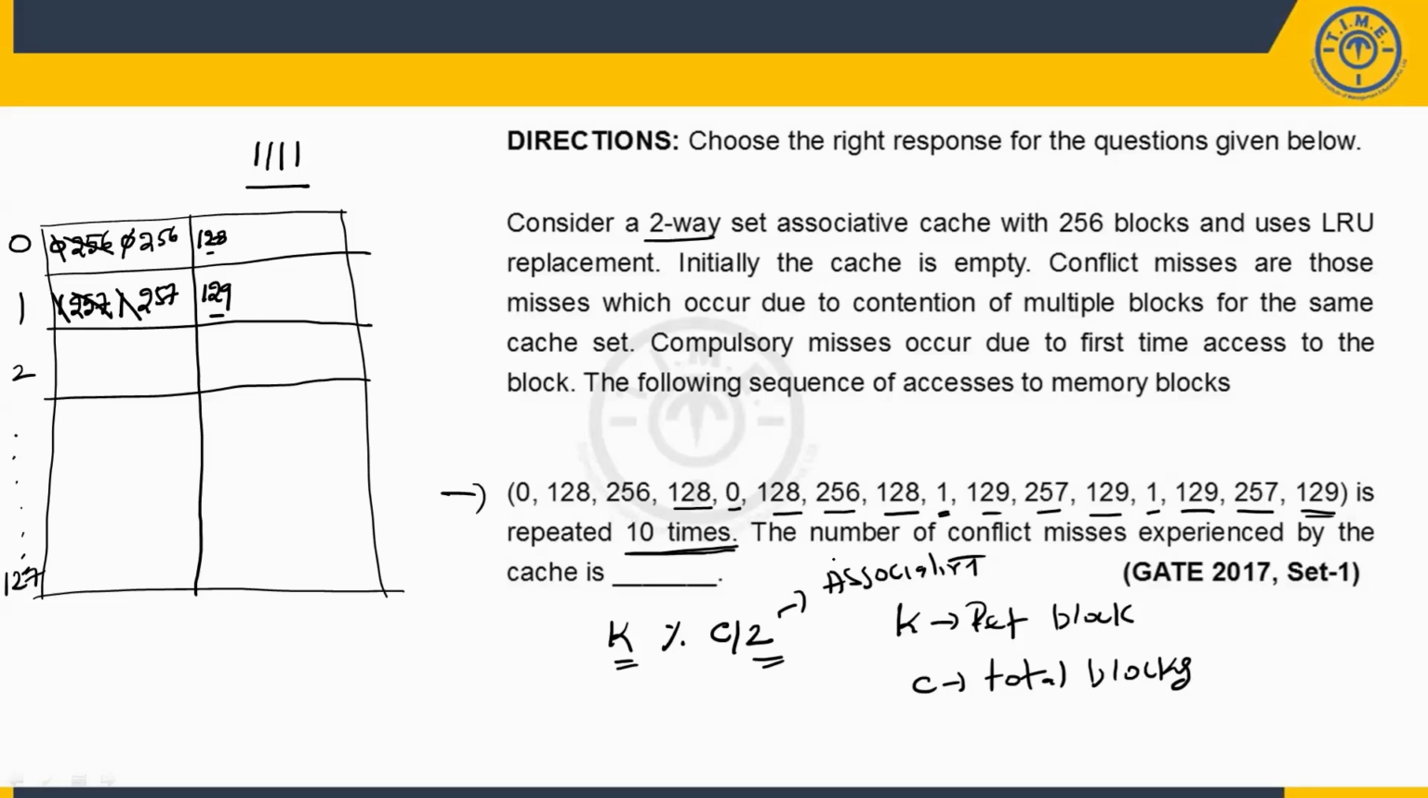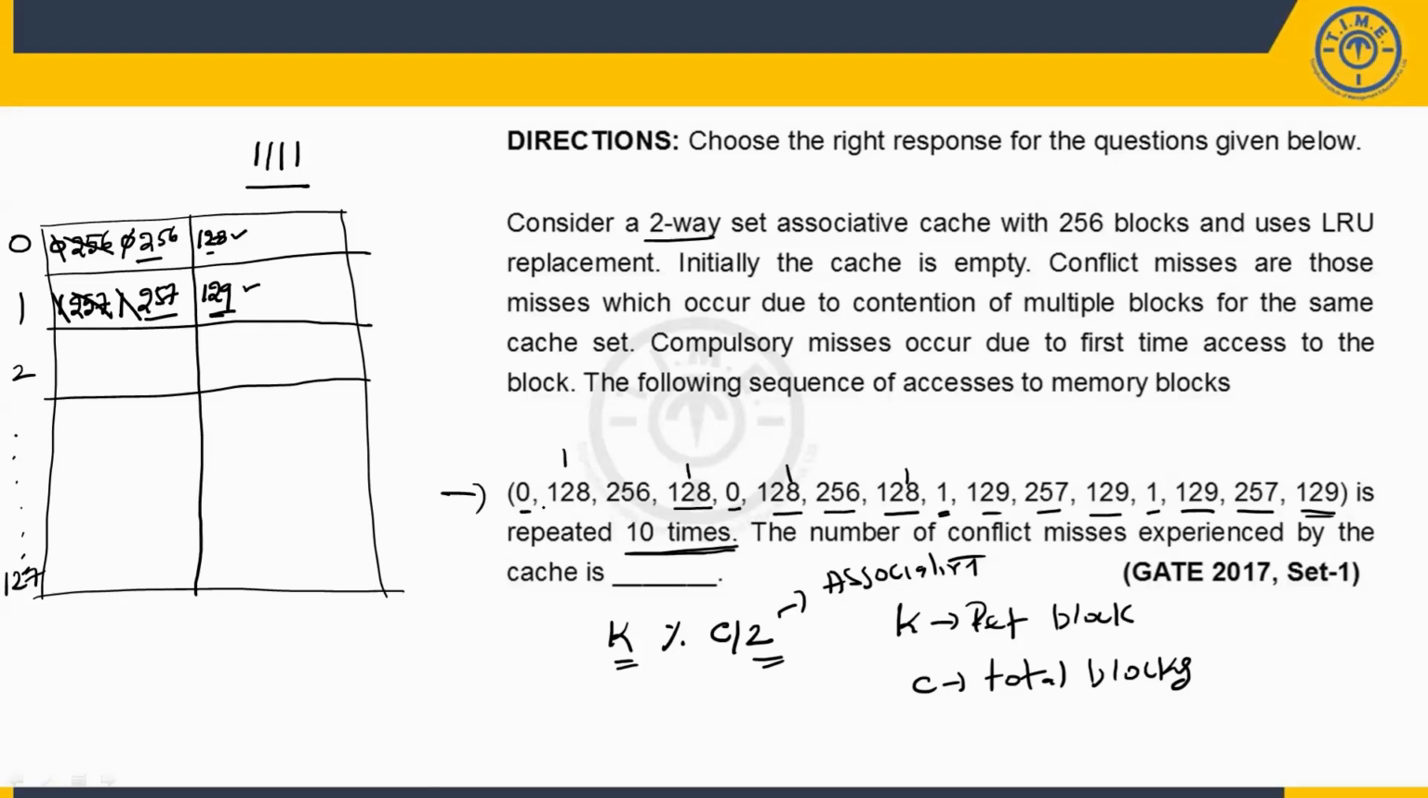So we just need to calculate. See, right after the first iteration, what is available? 256, 128, 257, 129. Simple. Here, what is there? 256. Initially 0. 0 is not there. We need to replace what? 256. This 128 will not change, right? This 128, 129 will not change. And only this 256, 257 will be changed because 128 is being repeated.